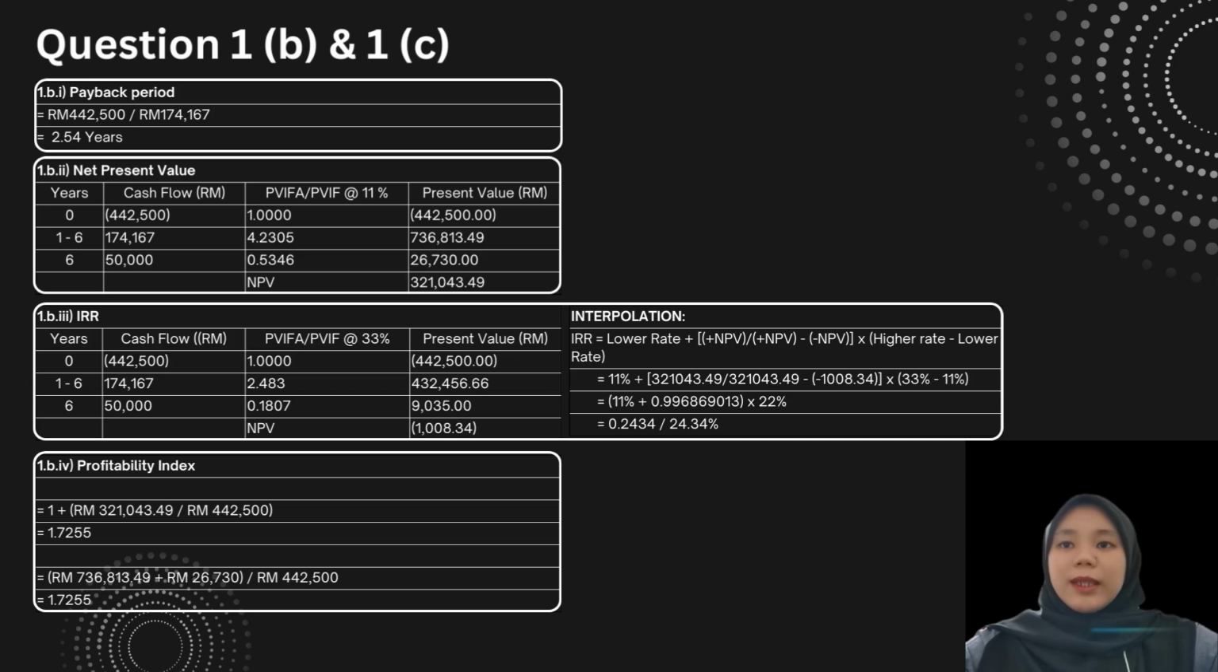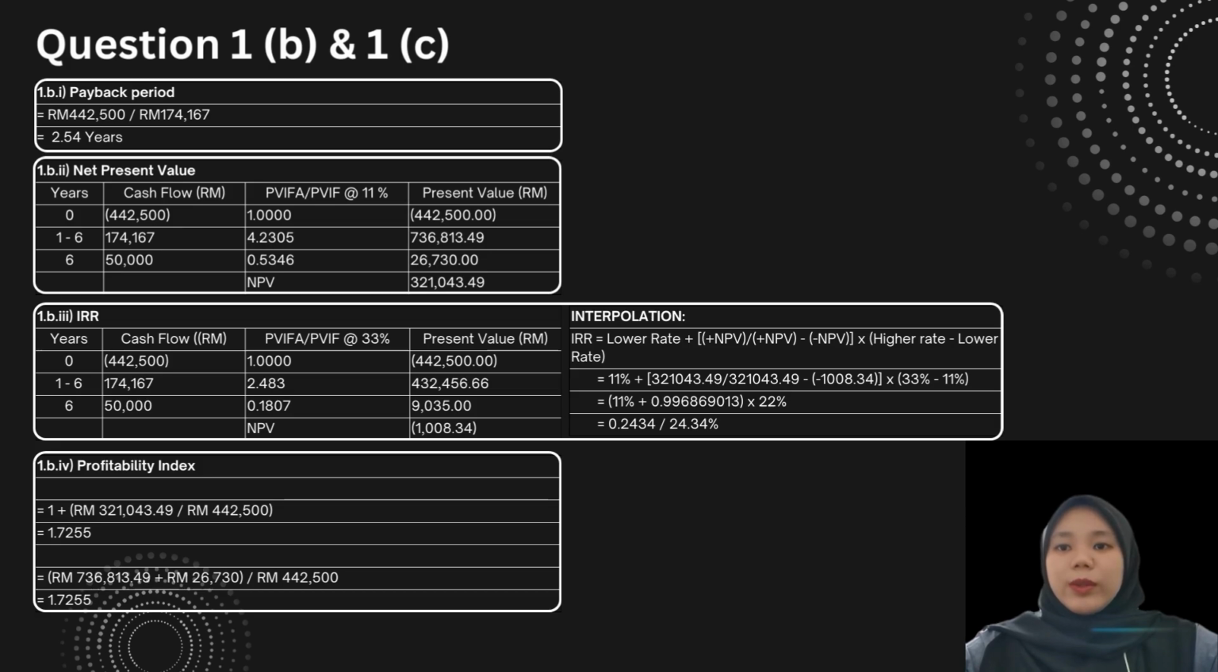Third is to calculate the internal rate of return or IRR. We have chosen a discount rate of 33% to calculate the present value of the future cash flow and get negative 1,008 ringgit and 34 cents. After calculating the interpolation, we get 24.34% of IRR.